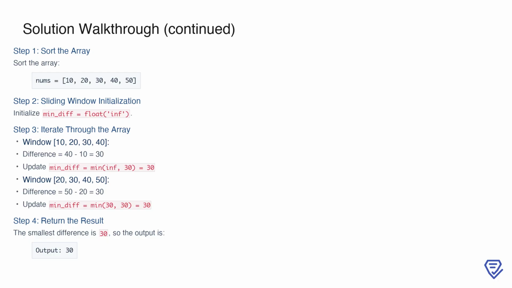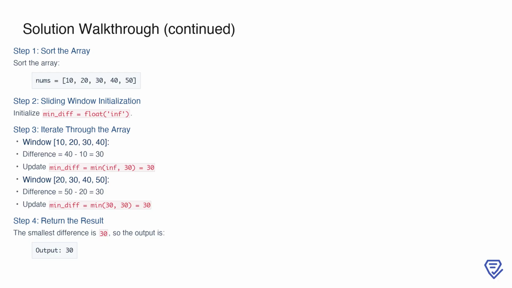The next window, 20, 30, 40, 50, also has a difference of 50 - 20 = 30. Since the difference remains the same, min_diff stays at 30. After evaluating all subsets, the smallest difference for this example is 30, and the output is 30.